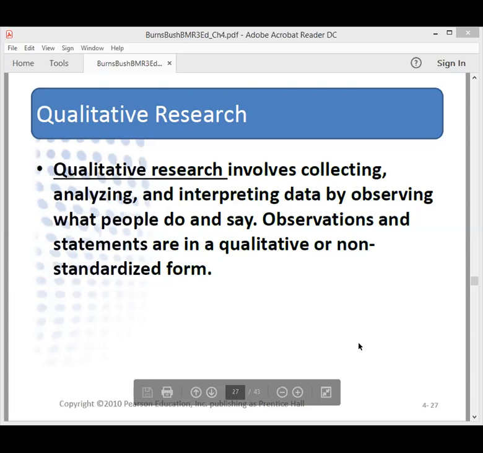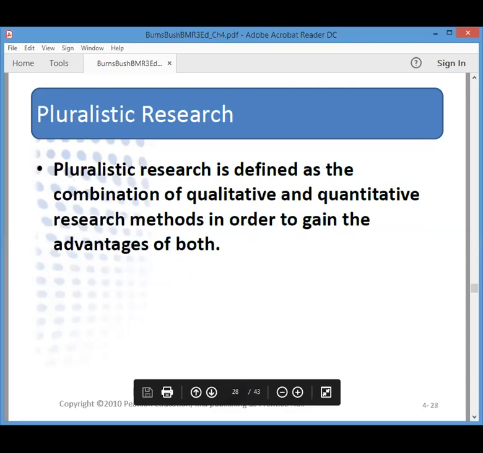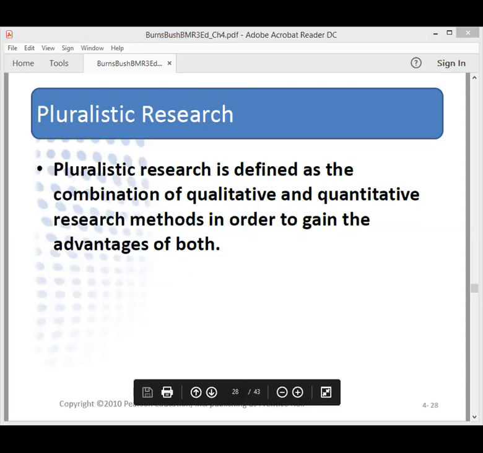Pluralistic research is the combination of qualitative and quantitative methods. So you'll use both statistical methods as well as interview methods in what you're doing.